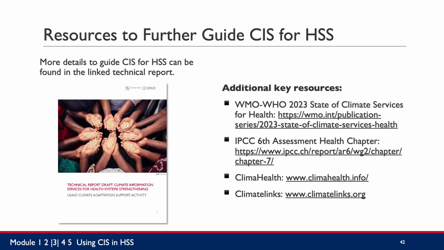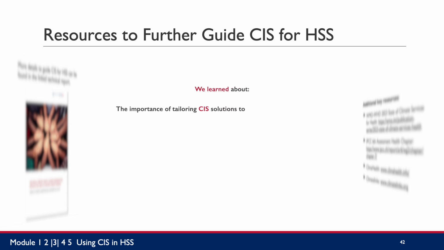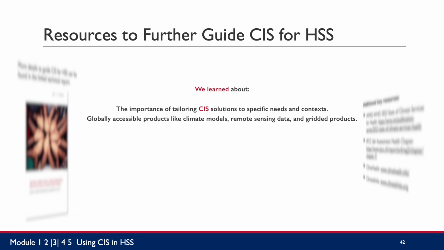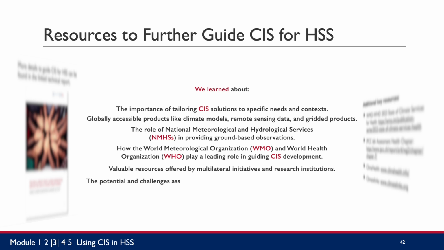This module explored the diverse landscape of climate information services, CIS, available to support health system strengthening. We learned about the importance of tailoring CIS solutions to specific needs and contexts. Globally accessible products like climate models, remote sensing data, and gridded products. The role of National Meteorological and Hydrological Services, NMHSs, in providing ground-based observations. How the World Meteorological Organization, WMO, and World Health Organization, WHO, play a leading role in guiding CIS development. Valuable resources offered by multilateral initiatives and research institutions. The potential and challenges associated with private sector involvement in CIS development.